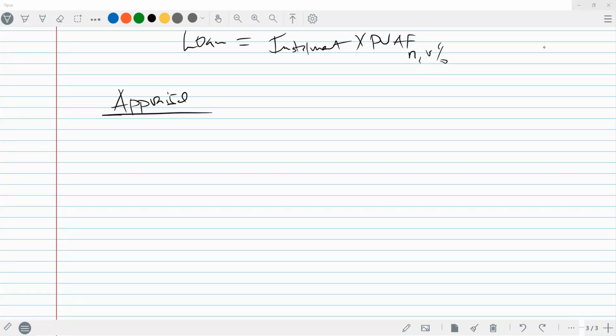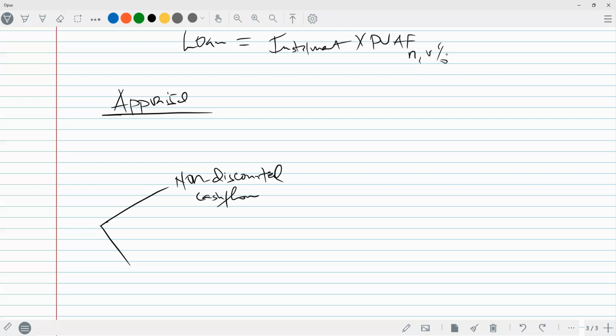Okay, welcome back. Now, what is the appraisal? The appraisal of investments. We can appraise investments, that is capital budgets or capital projects, using two classifications of methods. The first is the non-discounted cash flow techniques, and the second is the discounted cash flow methods.